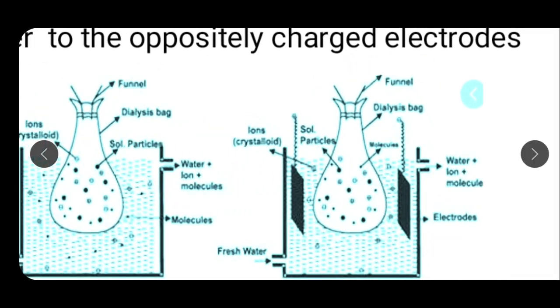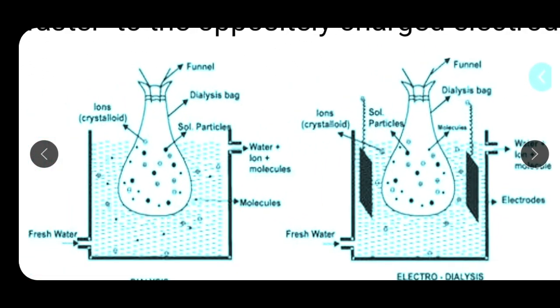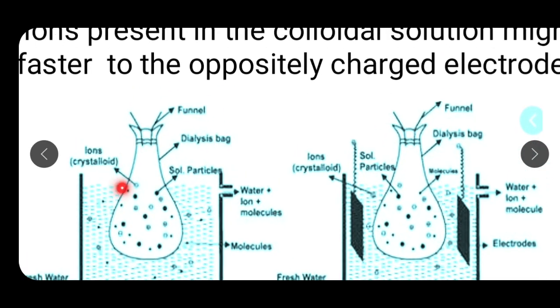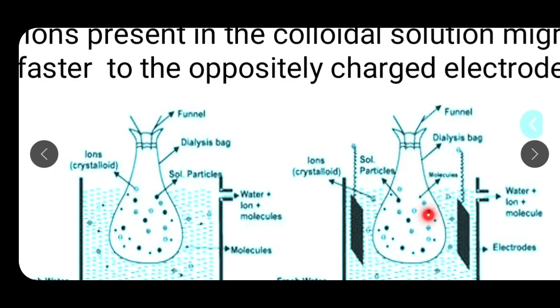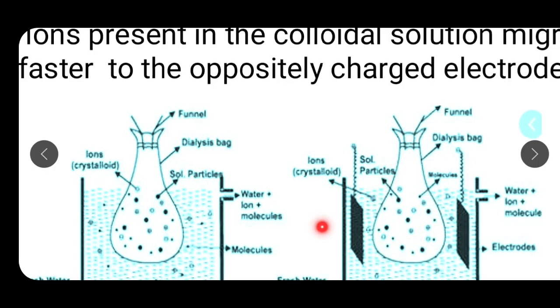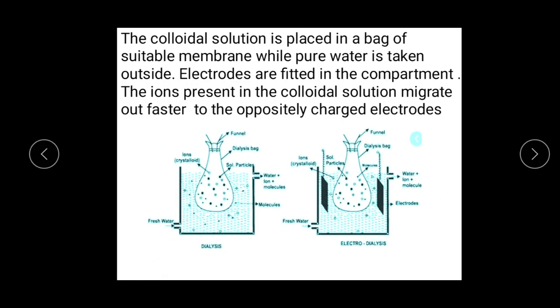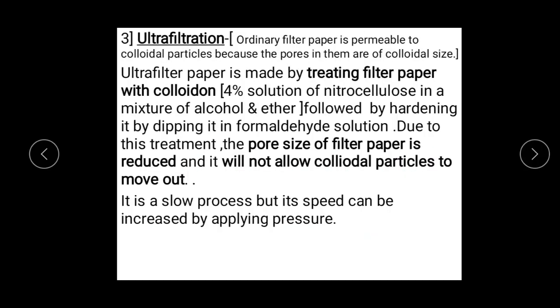Now here you can see the difference between dialysis and electrodialysis. Here we have electrodes, here we do not have electrodes. The dialyzer is the same with the dialyzing bag there and the colloid in it, and colloids are purified by this method. Now the third method, ultrafiltration.